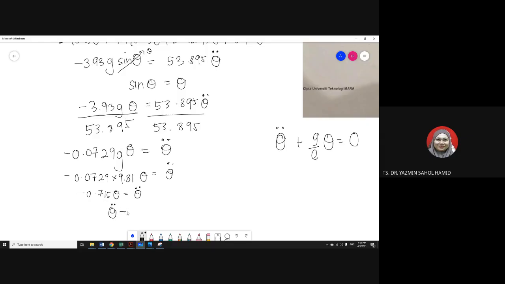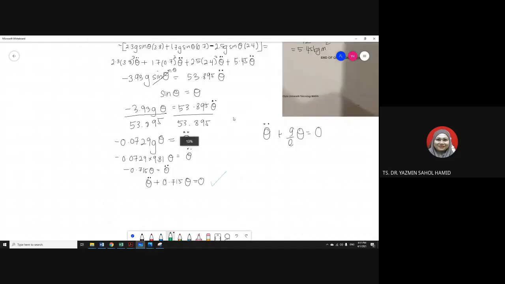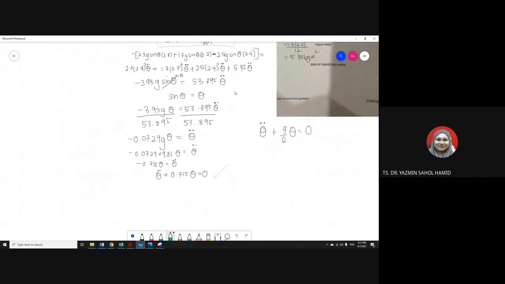So theta double dot campur 0.715 theta sama dengan 0. So inilah jawapannya. The equation of expression yang kita nak hasilkan. Itulah dia caranya. Okay.